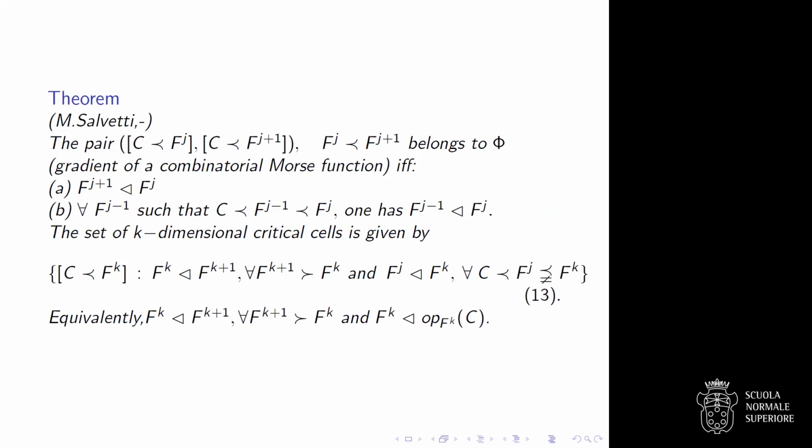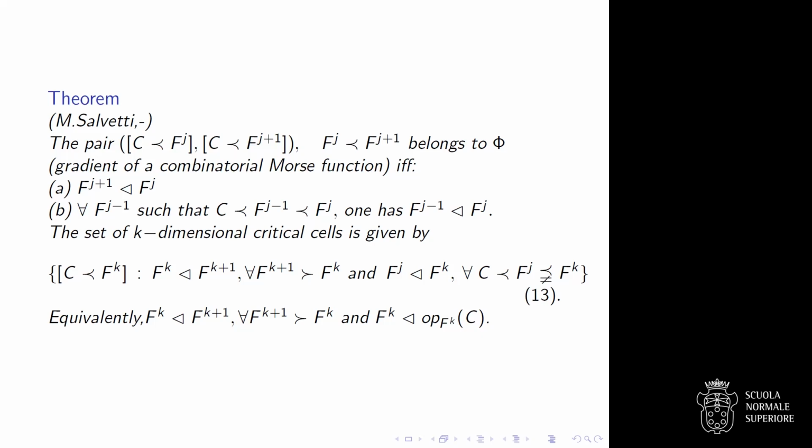Indeed, there is this theorem, and I will maybe rewrite. This theorem tells us that whenever we have a pair with f_j smaller than f_{j+1}, so this is in the boundary of this one, this belongs to the gradient vector field of a combinatorial Morse function, even if f_{j+1} is smaller than f_j in this order we defined, and for any f_{j-1} contained in between these two, f_{j-1} is smaller than f_j.